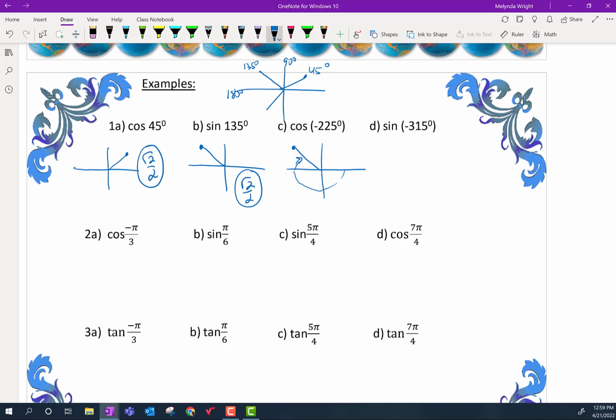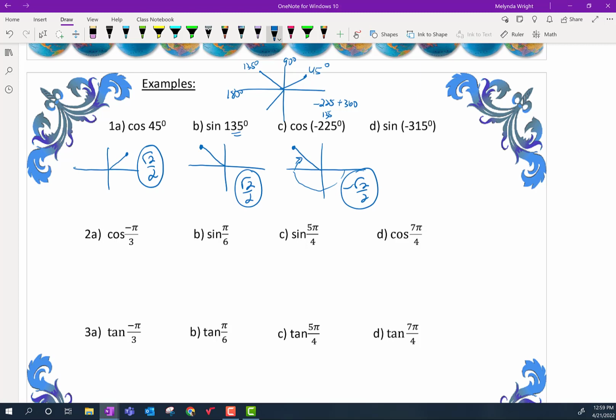If you're not comfortable with them, we would just add 360 degrees to it. So 360 minus 225, let's see, what is that? That's going to give me 135, which is actually in the same spot as B. That was 135 also. Now we want the cosine of that spot, and that's x. Cosine goes with the x-coordinate, and that's where x is negative over there in the second quadrant. So that would be negative root 2 over 2.